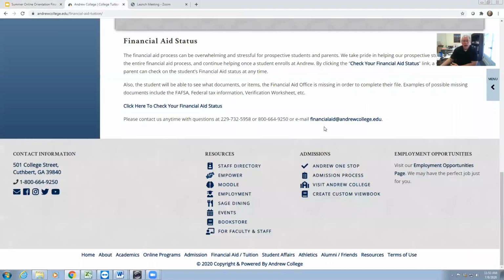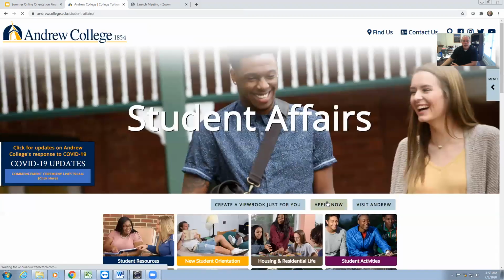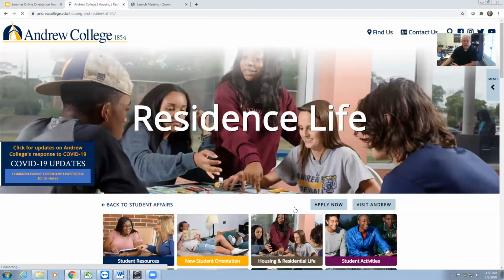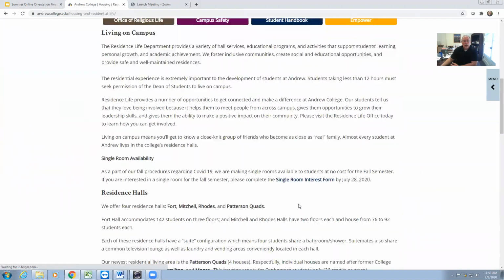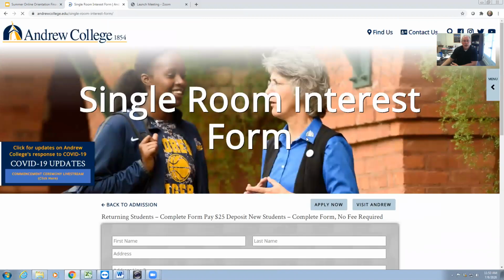So let's take a look at that. If they go to Student Affairs, Housing and Residential Life, and about midway down, you'll see something about single room availability. Just click right there to open up the single room interest form.